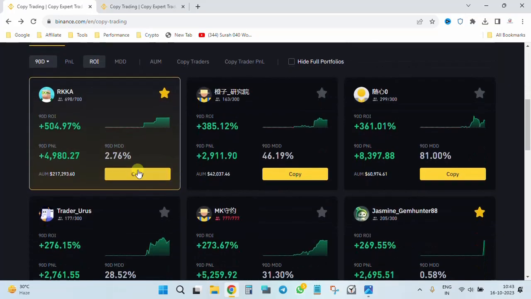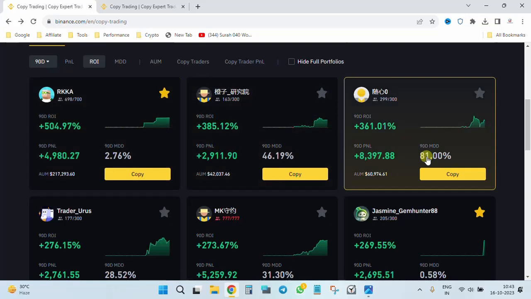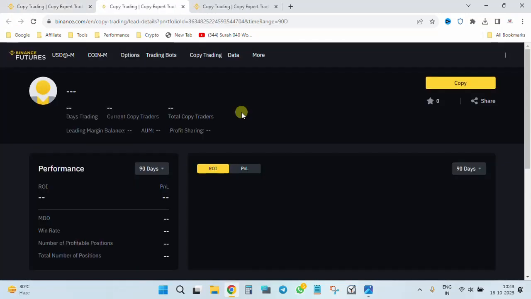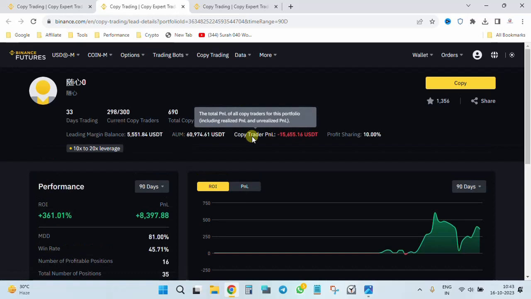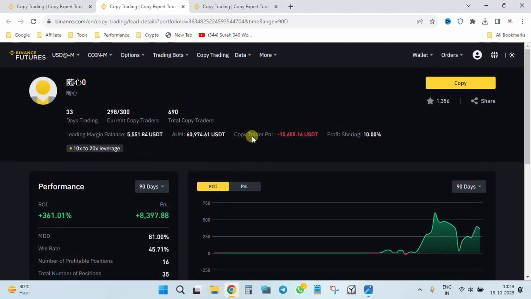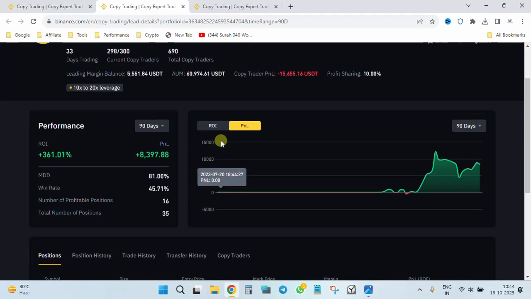And as I was telling you, you can see this example, 81% has been the drawdown. Now let's go and check this out. You can see here that copy traders' net 15,000 has already been blown away or is on the verge, because this is a sum of realized and unrealized PNLs both. So ROI is fine.